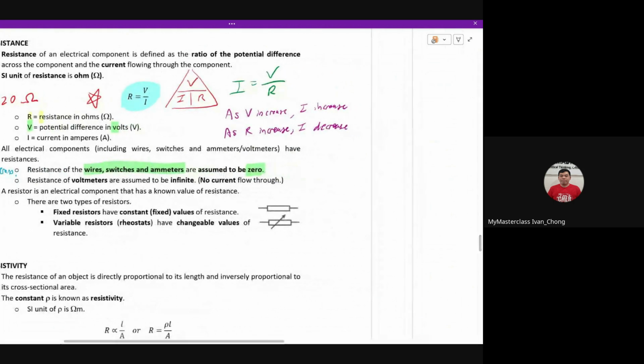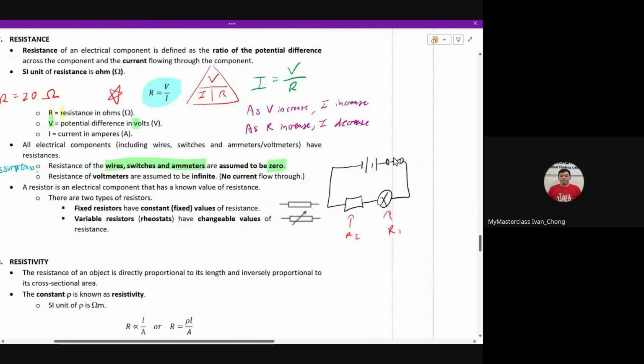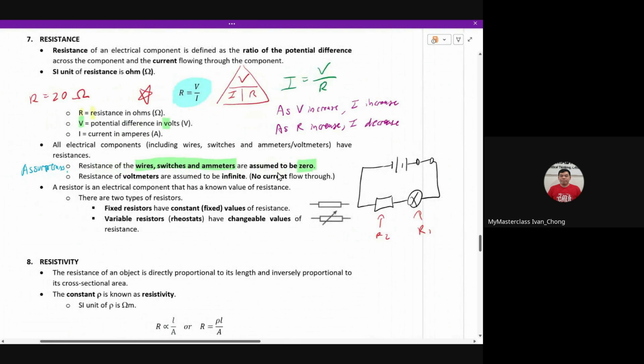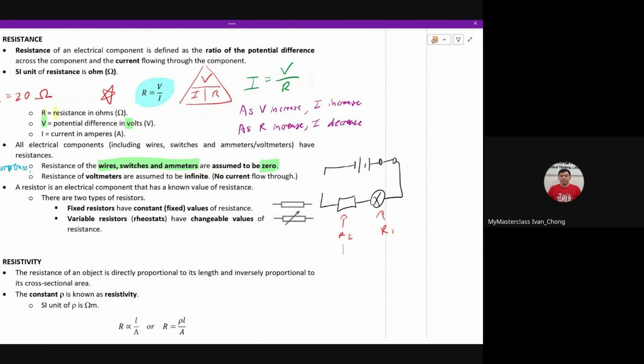For example, if we draw a circuit, earlier on you should have a switch. We assume that you have zero resistance throughout. We are only looking at this one and this one. We only look at these two, which are significant, and the rest we assume to be zero, because if you include the wires and the switch and everything, it gets more and more complicated. And for your voltmeter, for example, oh, I forgot the ammeter.